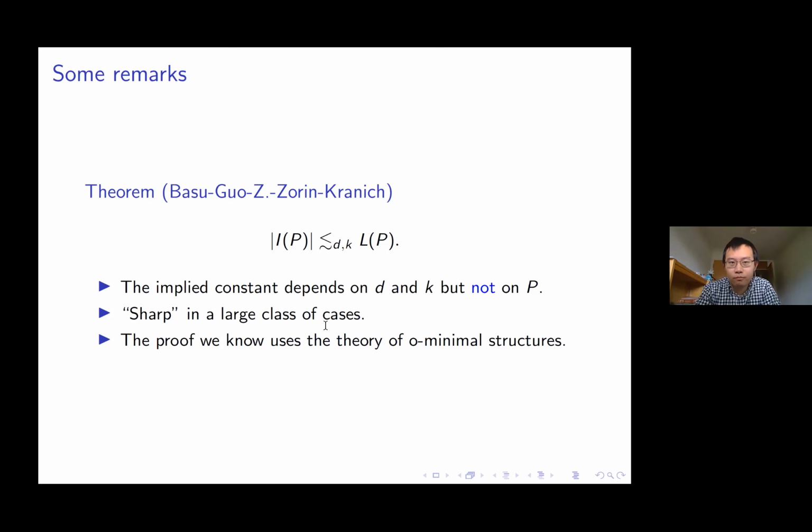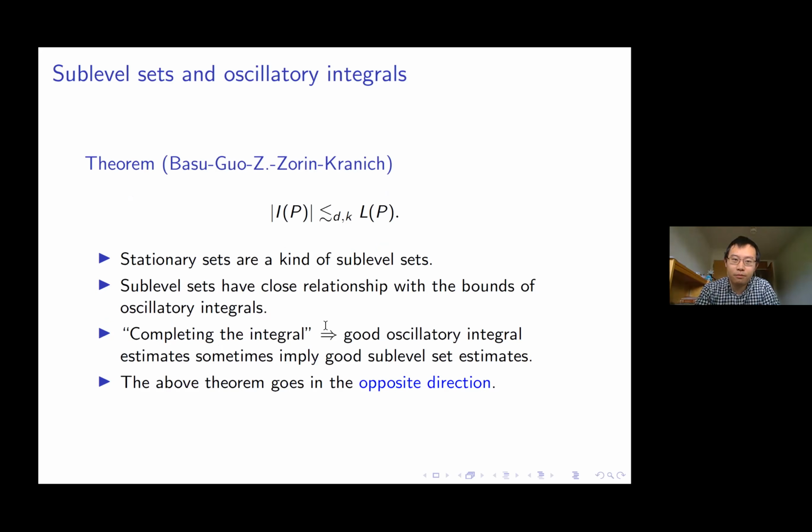So this is not completely out of nowhere. I'm going to explain some of the connections to previous thoughts by people. If you know about sublevel sets, those are what's between the level sets of a function. You'll notice that our stationary sets are a kind of sublevel set, and people have actually discovered that they have a close relationship with the bounds of oscillatory integrals already before. My understanding is that a lot of approaches developed by people apply equally well, or approximately as well, to estimating sublevel sets and estimating oscillatory integrals. But there's indeed one connection on the rigorous side: if you have a good oscillatory integral estimate, then sometimes you can get good sublevel set estimates.